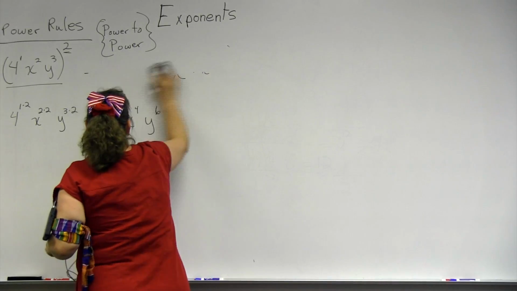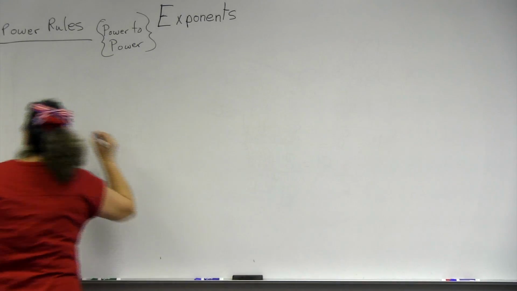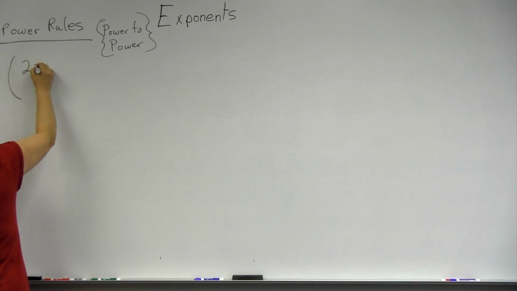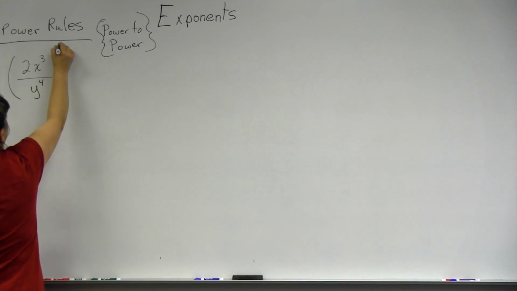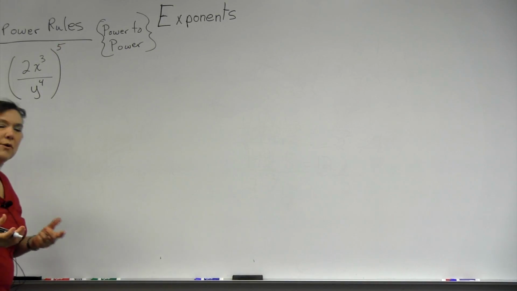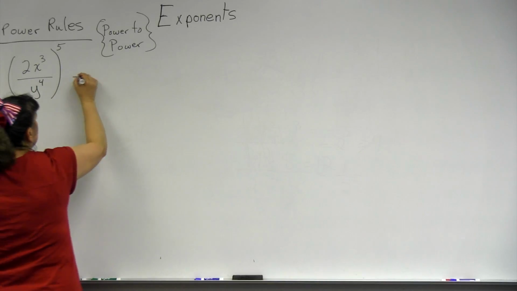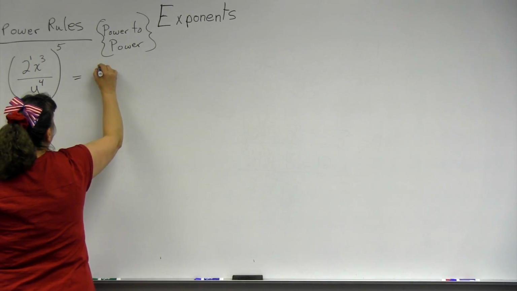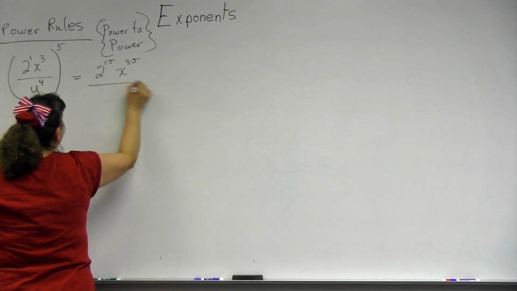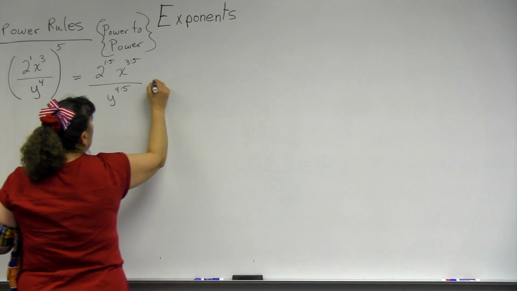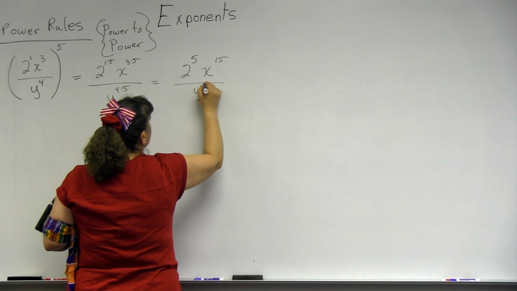Okay? Now, what's the next form of the power rule? This is the form where you now have a fraction form. You have like 2x to the third over y to the 4th, raise this whole thing to the 5th power. Okay, now you've kind of been introduced to that rule where if you've got powers inside and a power outside, you're going to multiply those exponents. So this would be, since it's 2 to the 1st, even though we don't write it, 2 to the 1 times 5, and then x to the 3 times 5 over y to the 4 times 5, which is going to equal 2 to the 5th, x to the 15th, and y to the 20th.